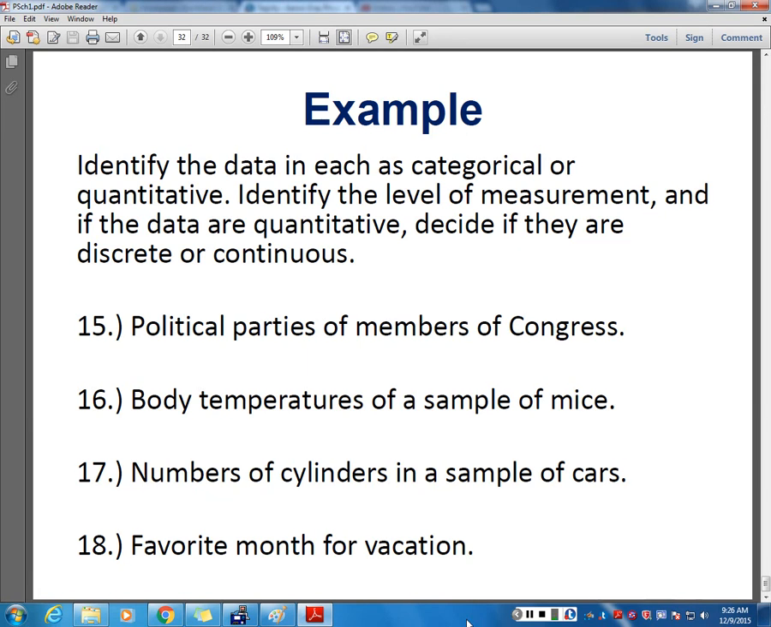Number 18, favorite month for vacation. Well, months are names or labels, so those are categorical. Level of measurement. Can you put months in order? Well, sure you can. You can put them in order as they fall on the calendar. So that's categorical and ordinal. That concludes how to classify data.